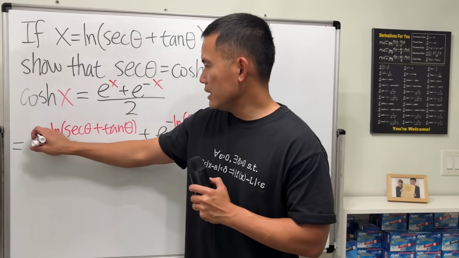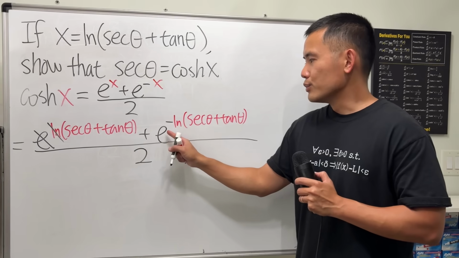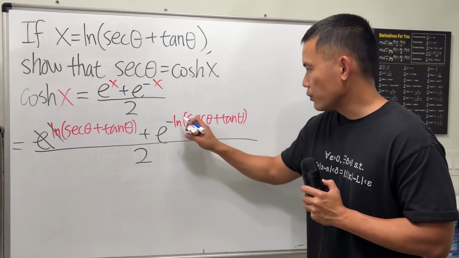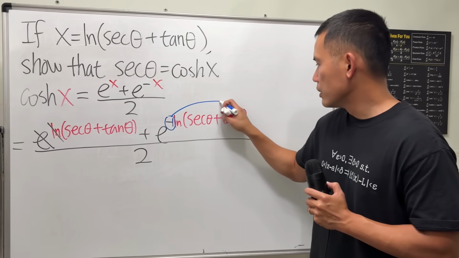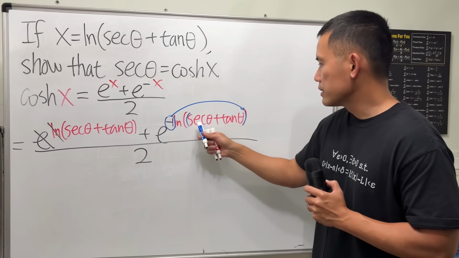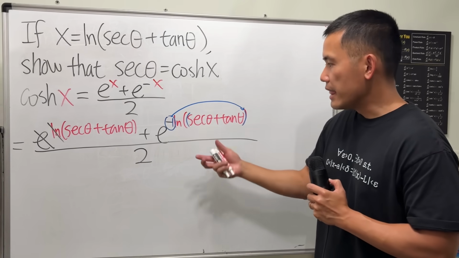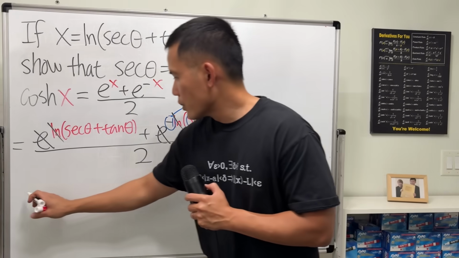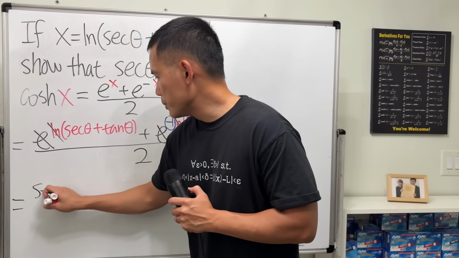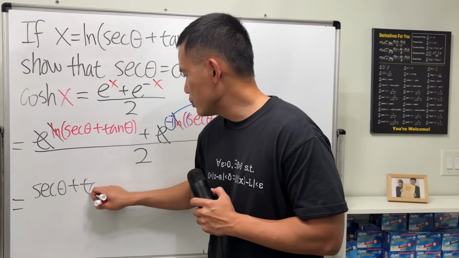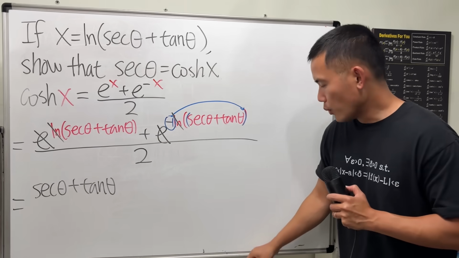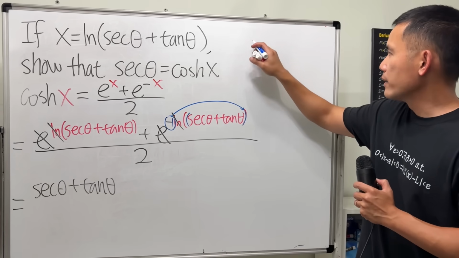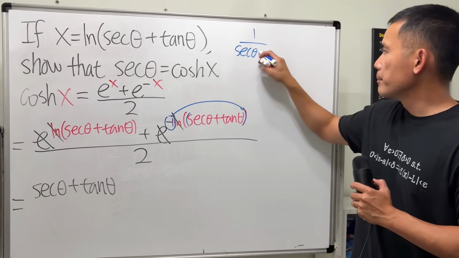It's nice because e and ln cancel. However, do not cancel the e and ln yet for the second term, because this right here is a negative 1. You have to put this to a power here. So it's this thing to the negative first power, and then you can cancel out the e and also the ln. So the first part right here is just going to be secant theta plus tangent theta. However, once we put the negative 1 for the power, we get what? That's 1 over secant theta plus tangent theta.